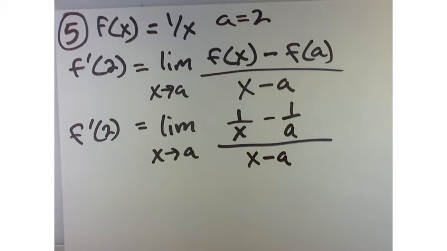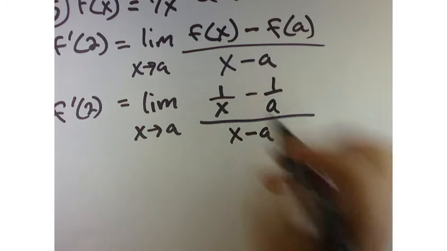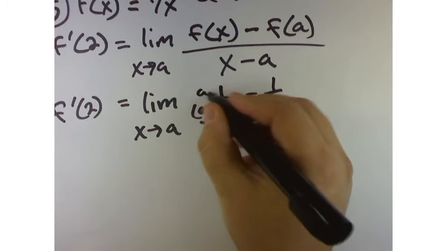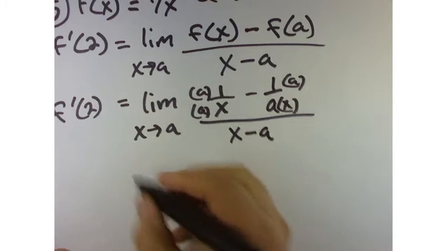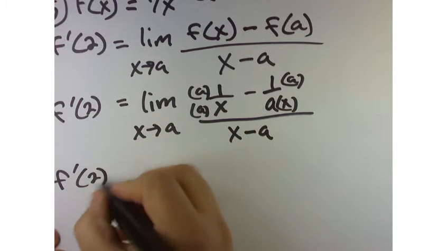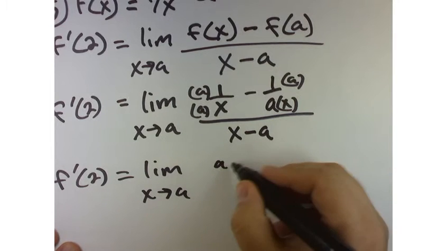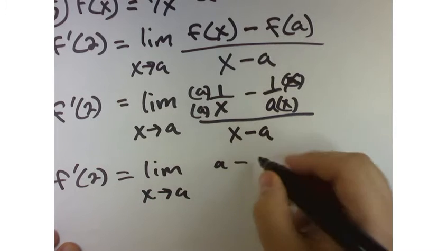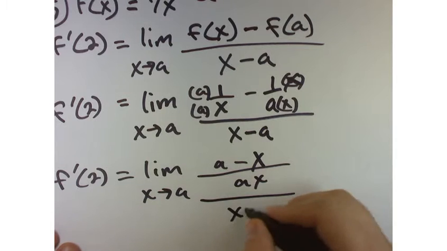So now what did we do yesterday? Do you guys remember what we did yesterday? What would make this a little easier for us? Yeah, we can do the common denominator. So if I hit this with an a on the top and bottom, and I hit this with an x on the top and bottom, I'm going to get one fraction. So in the next line, I get the limit as x approaches a of a minus x, all over ax, right? All over x minus a.